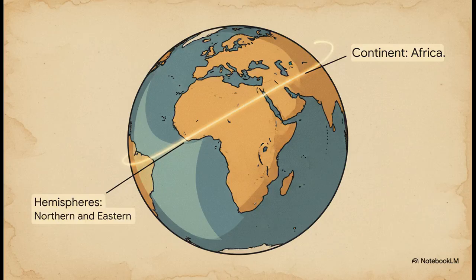That's it. Egypt is on the continent of Africa. And as for the hemispheres, well, you can think of the Earth like an orange. Scientists divide it into a top and bottom half and a left and right half. Egypt is in the northern half and the eastern half.